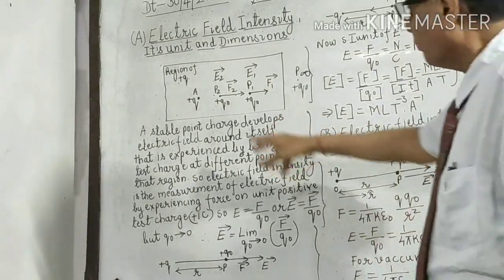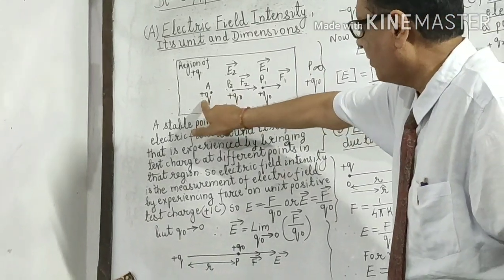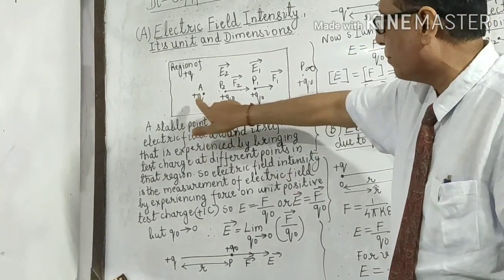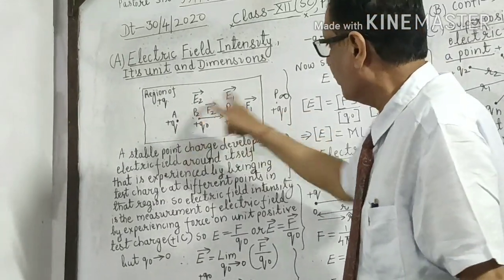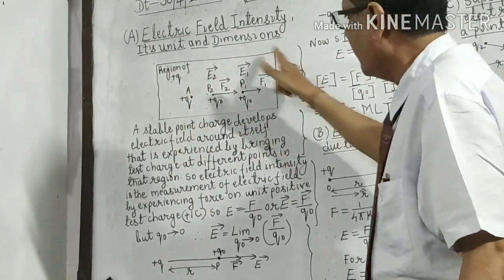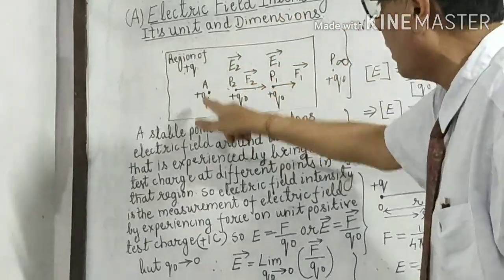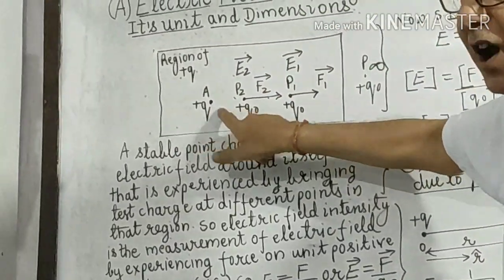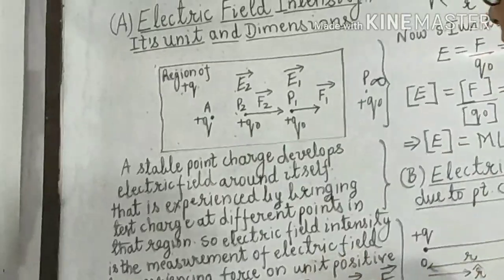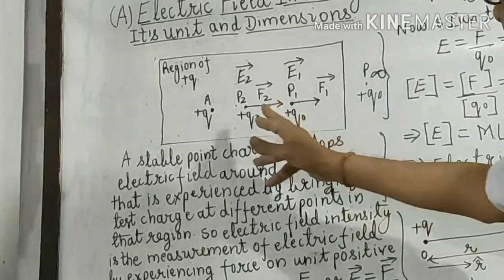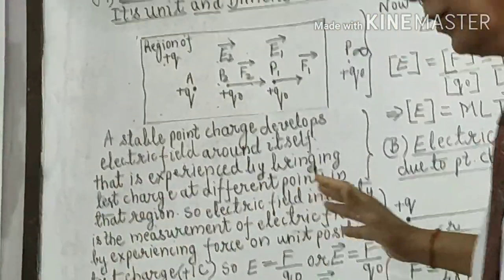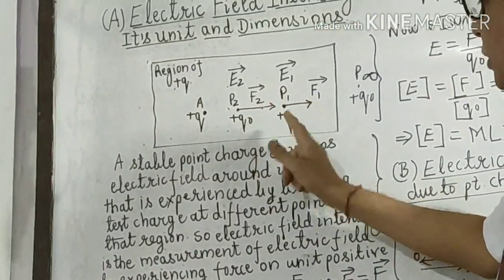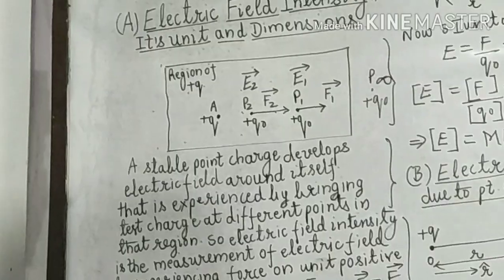Now see, here there is a stable point charge plus Q at point A. I have taken a certain region around this stable charge plus Q. Now I have selected 2 points in this region, although there are so many points. I have selected 2 points only, P1 and P2.